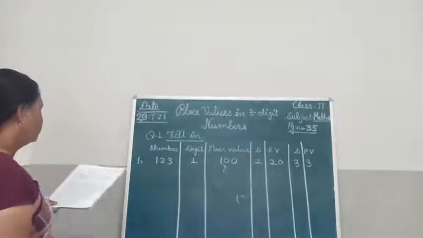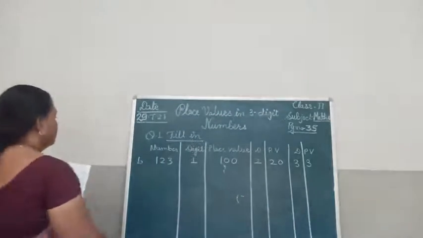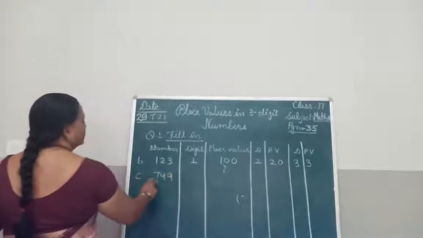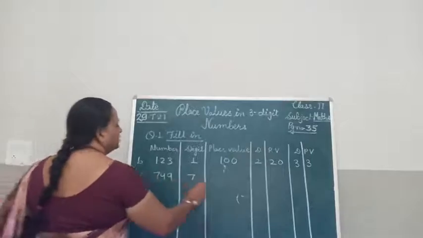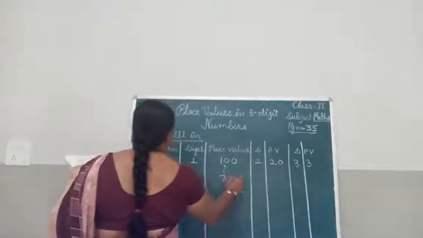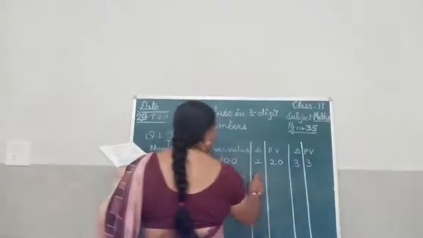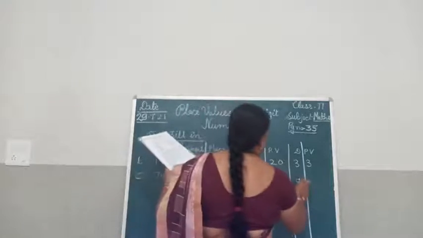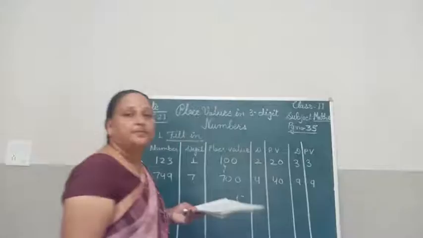Okay. C, 749. So the digit 7, place value is 700. The digit 4, place value is 40, and the digit 9, place value is 9.